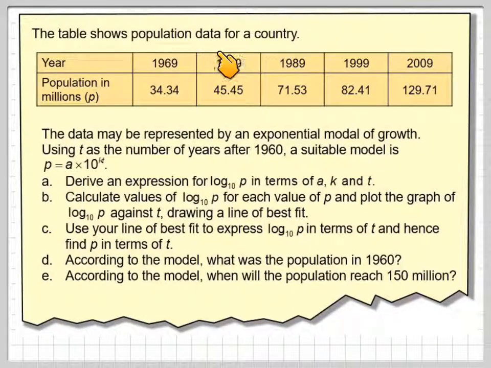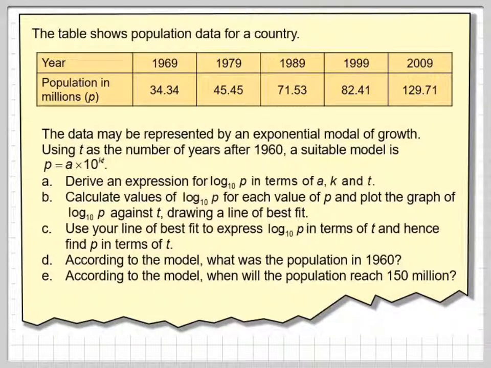The table shows population data for a country. So here we've got the years 1969, 1979, 1989, 1999, and 2009. And here we have the respective populations. The data may be represented by an exponential model of growth using t as the number of years after 1960.